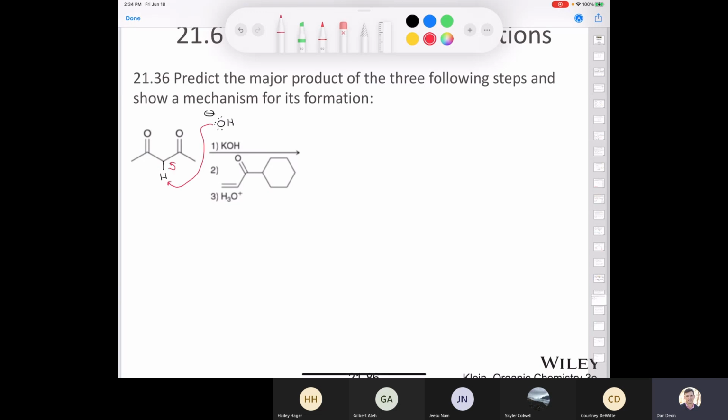We end up with our doubly stabilized enolate. So I'm going to draw that out. And when we have a doubly stabilized enolate like this, this makes a good Michael donor. So this is our Michael donor. And we have an alpha beta unsaturated ketone, and so that is going to be a Michael acceptor. Let's draw the structure of the Michael acceptor. It's going to look like this. Right, there we go. So this is our nucleophile. This is the electrophilic center, right, the beta carbon.